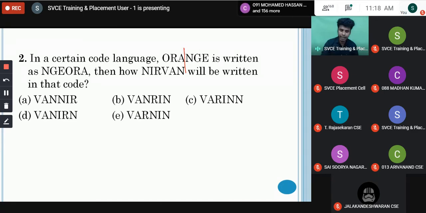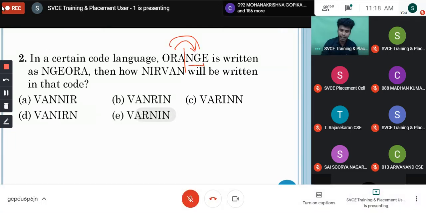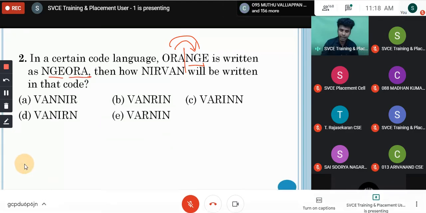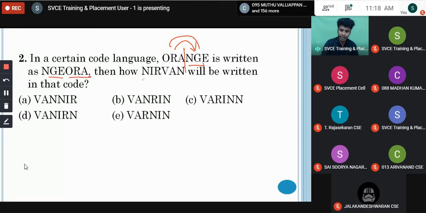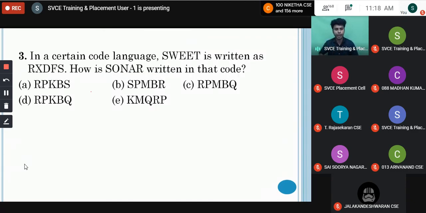Actually, they have split this word into two halves. The second half came first and the first half went to the second side. Right? So N-G-E-O-R-A. Now you all understood the logic. Now you can apply the same logic to the given word, nirvan. It should be V-A-N and N-I-R. Is that simple? As simple as that. Okay, now go for it.